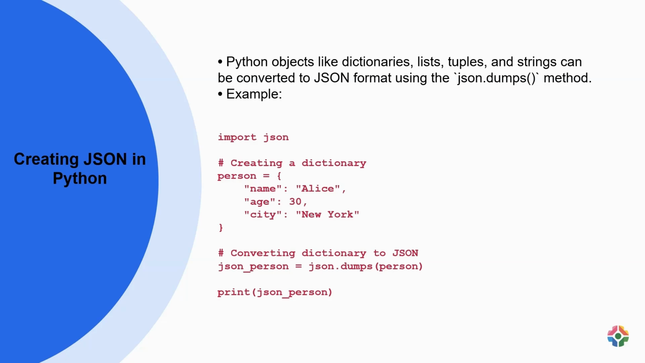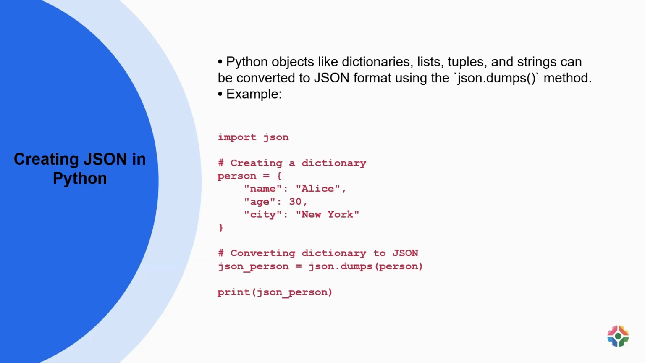For instance, consider a scenario where you have a dictionary in Python. If you want to convert this dictionary into JSON format, you can create the dictionary containing the desired key-value pairs and then use the json.dumps method to convert it to a JSON string representation. Subsequently, you can use this JSON formatted string as required in your code or application.